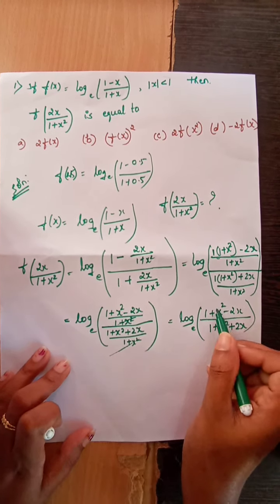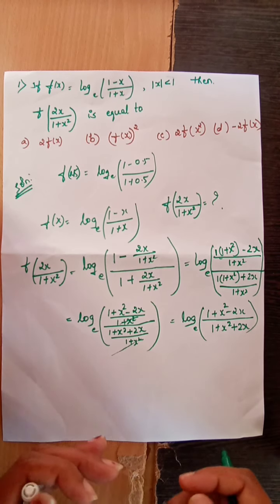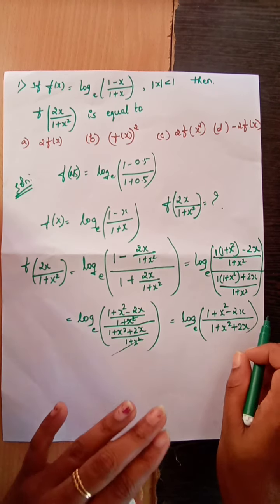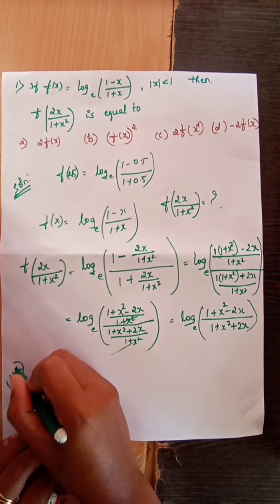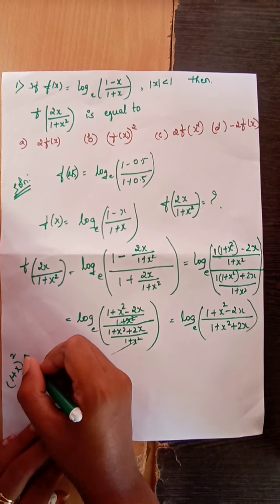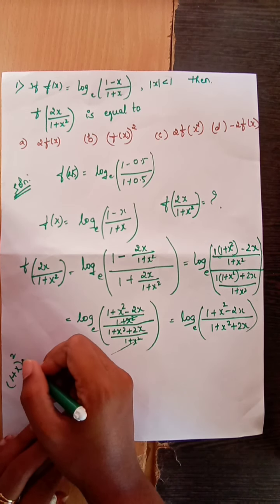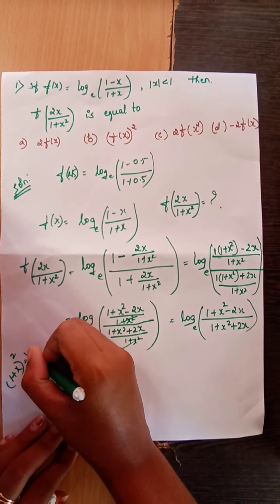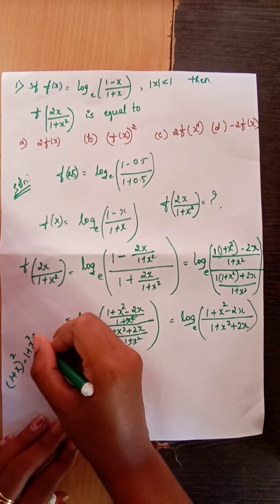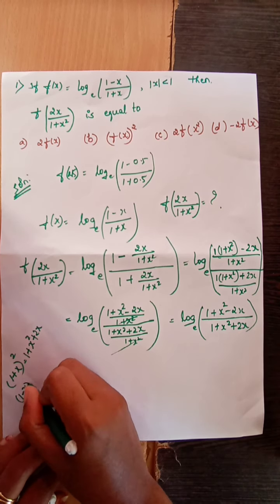When you see the numerator and denominator, something will strike you. What is 1 plus x square minus 2x? It is nothing but, what is the expansion of 1 minus x whole square? You have to expand using a plus b whole square. What is a plus b whole square? It is a square plus 2ab plus b square. So a square is 1 square, plus b square is x square, plus 2ab is 2 into x. Similarly, what is 1 minus x whole square?